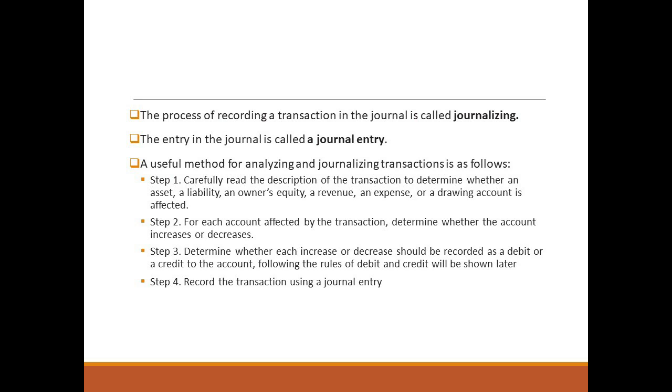A useful method for analyzing and journalizing transactions is as follows. Step 1. Carefully read the description of the transaction to determine whether an asset, a liability, an owner's equity, a revenue, an expense, or a drawing account is affected. Step 2. For each account affected by the transaction, determine whether the account increases or decreases. Step 3. Determine whether each increase or decrease should be recorded as a debit or a credit to the account. Following the rules of debit and credit will be shown later. Step 4. Record the transaction using a journal entry.